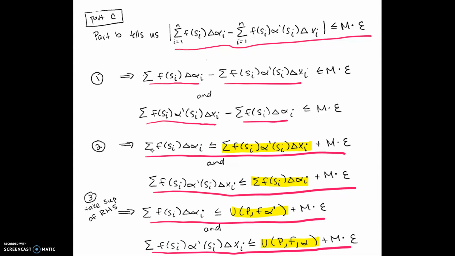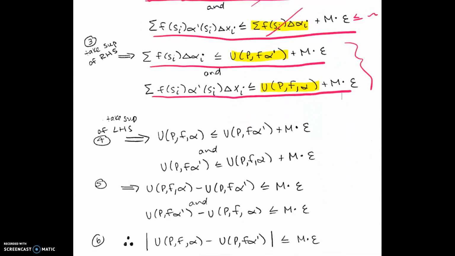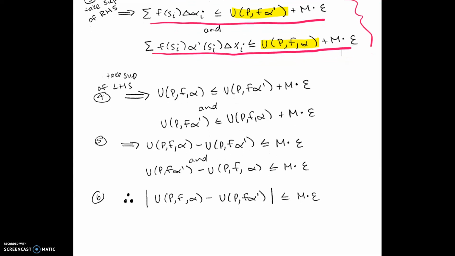And you have to take the sup of the right-hand side first, because by doing that, it's like you're just doing this and replacing it. So if this is less than this, I could just cut out that middle piece and end up with these two statements. Okay, so that was step 3. Step 4: now we're going to take the sup of the left-hand side.